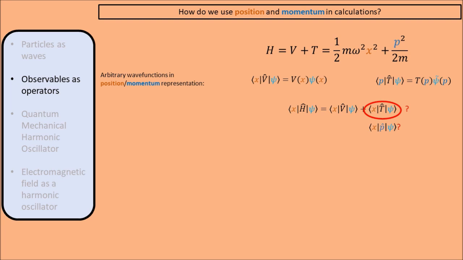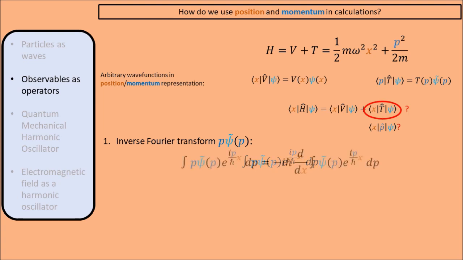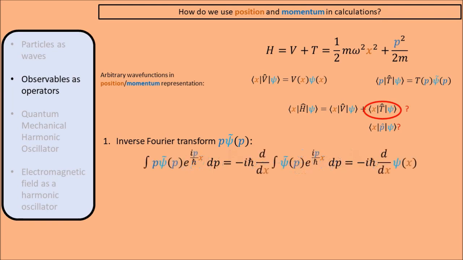There are two ways to find the answer to this question. One way is to simply apply p in the momentum basis, and then express the result in the position basis by inverse Fourier transforming it. So let's write down the inverse Fourier transform of p times psi tilde of p. We can substitute the factor p with the derivative with respect to x, which can be taken out of the integral. The integral can then be expressed as psi of x, so we find that applying the momentum operator in the position basis means taking the derivative of the wave function.